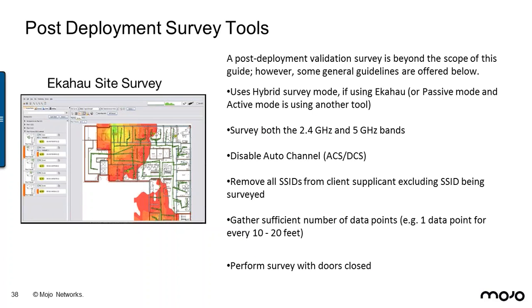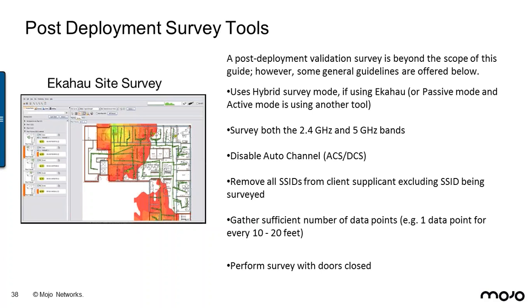We recommend using the hybrid mode, which is a combination of passive and active. Passive is not looking at packet transfer, but active is actually looking at the packets sent and received, so we can get more detailed information about coverage, signal strength, and all. And I recommend you survey both 2.4 and 5 GHz, disable auto channel, of course, and remove all SSIDs from the client supplicant, so you're not jumping around from one SSID to another while you're doing the survey.